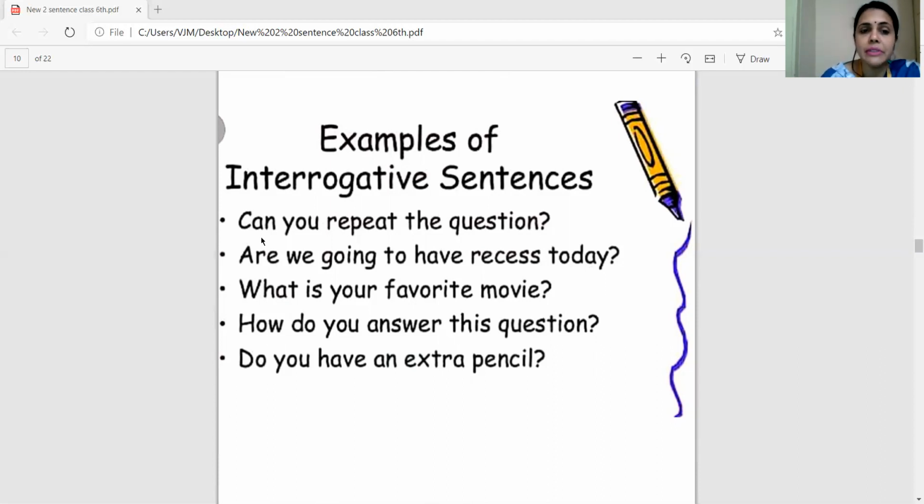I'm reading out the examples. Can we repeat the question? Can you repeat the question? Are you going to have recess today? Do you have an extra pencil?